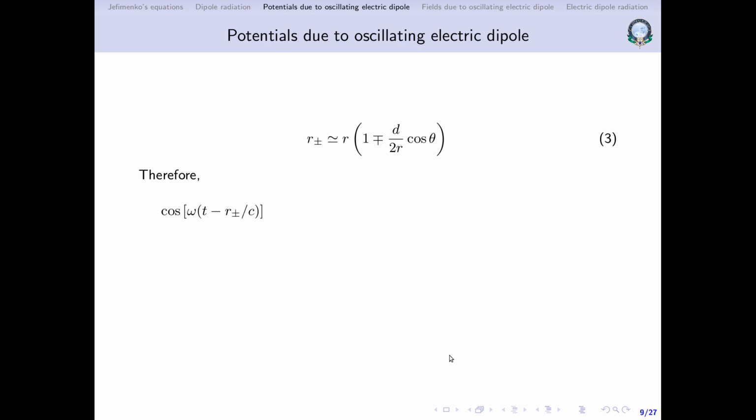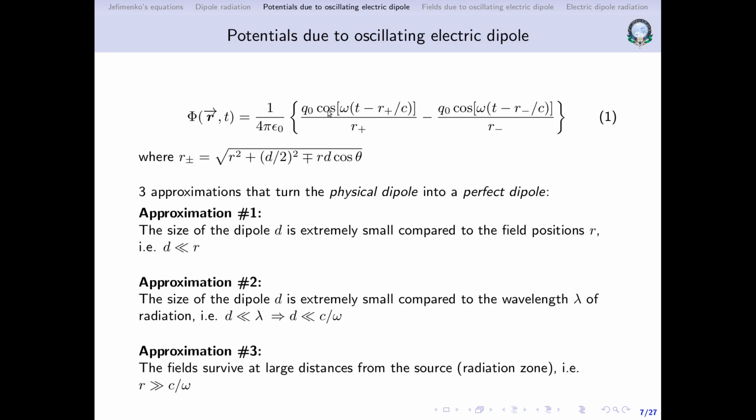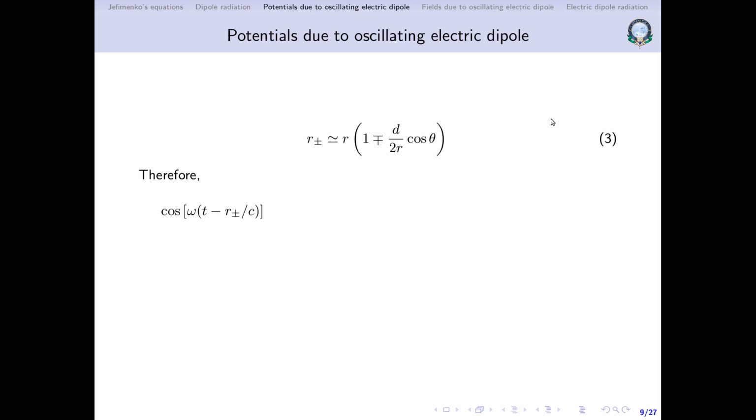Now we are in a position to evaluate this quantity which is there in here. We need cos of omega t minus r plus by c, and cos of omega t minus r minus by c. So we can evaluate this as 1 by r plus or minus. Having got this r plus or minus, all you have to do is just substitute this entire thing over here.